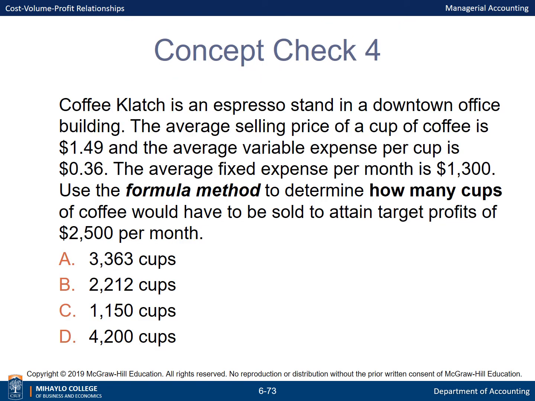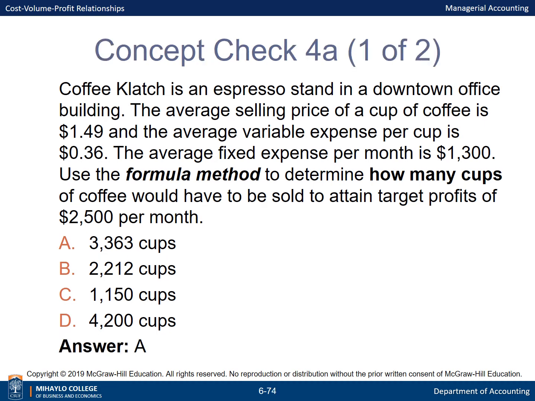Coffee Klatch is an espresso stand in a downtown office building. The average selling price of a cup of coffee is $1.49, and the average variable expense per cup is 36 cents. The average fixed expense per month is $1,300. Use the formula method to determine how many cups of coffee would have to be sold to attain target profits of $2,500 per month. The correct answer is 3,363 cups.